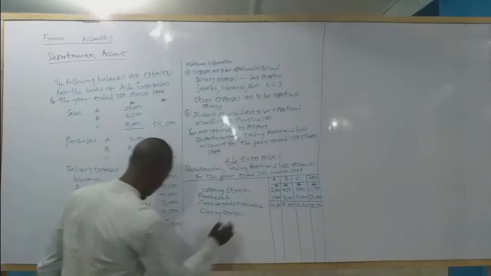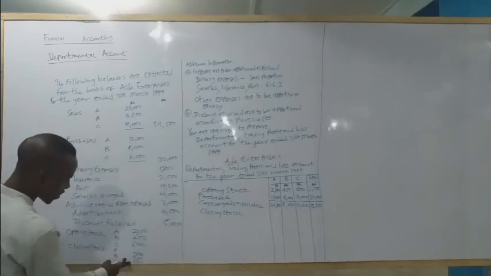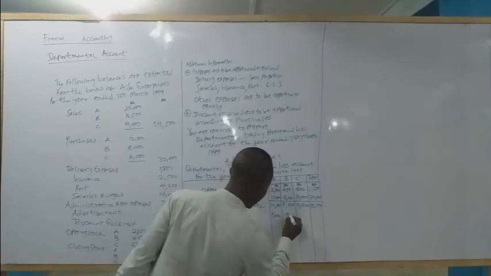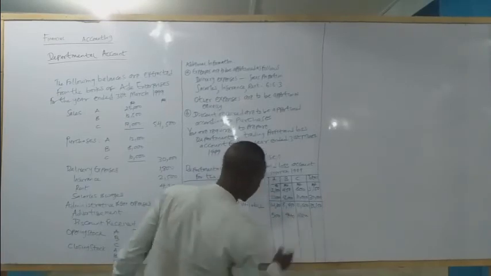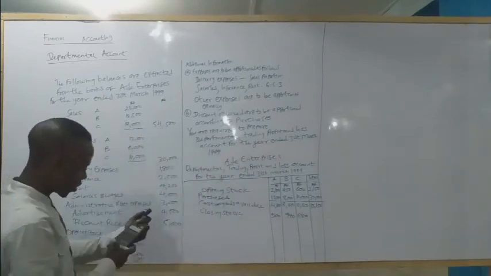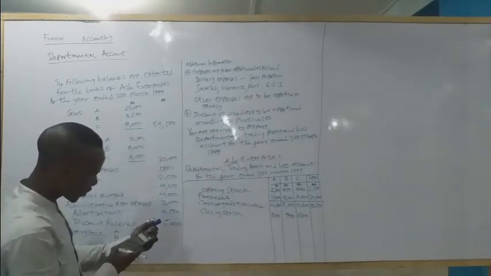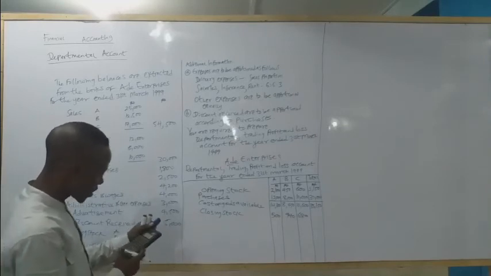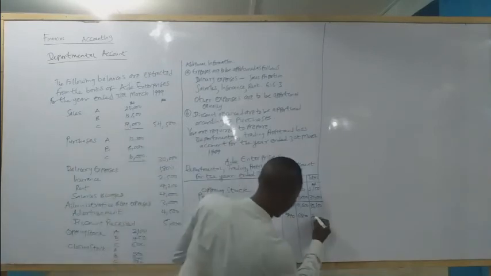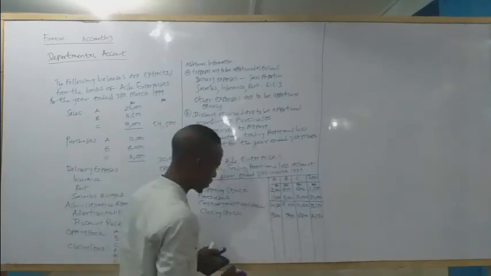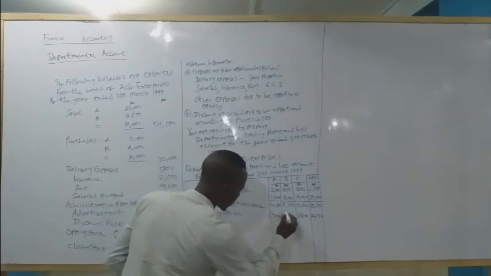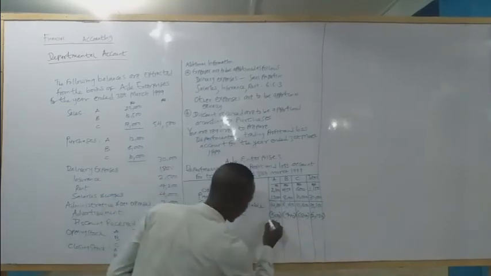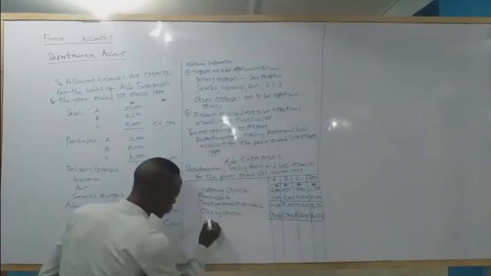Closing stock. We have 500, 940, 680. We add all these three to our total: 500 plus 940 plus 680. This then gives us what? 2,120. So we are lessening there, we are removing closing stock. So then we have our cost of goods sold.